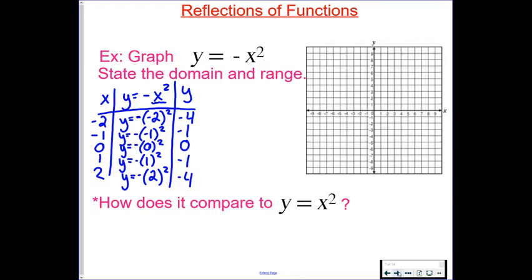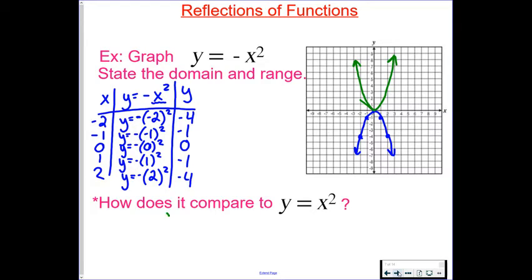Let's go graph it. Negative 2, negative 4, it's way down here. Negative 1, negative 1, 0, 0, 1, negative 1, and 2, negative 4. I'm going to connect my graph together. What parent function does this go with? Right, y equals x squared, which is that U shape we talked about yesterday. How does this graph that I just did compare to the parent function, which looks something like this? Yeah, something like that. How does that graph compare to the blue one?